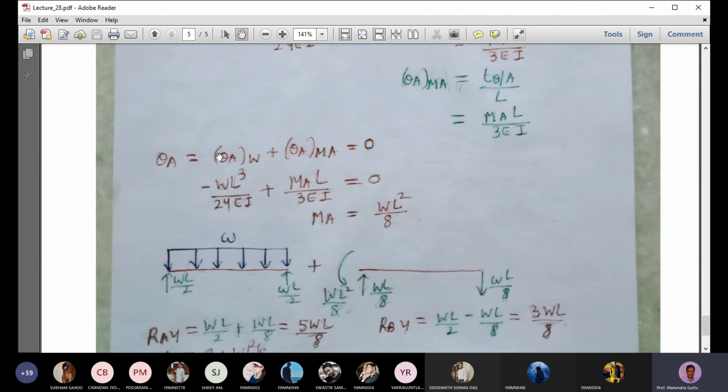So now we can apply the compatibility condition: theta A due to W plus theta A due to M_A is 0. So minus WL³/24EI plus M_A L/3EI is 0. So we get M_A is WL²/8.